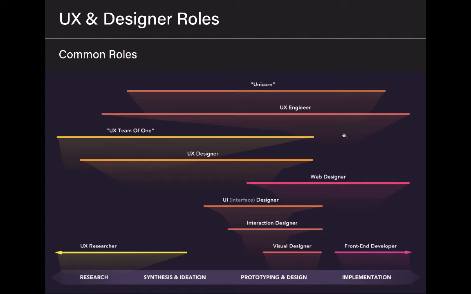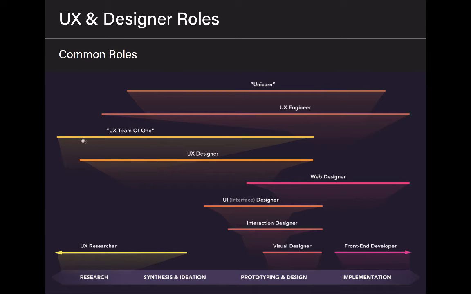Increasingly, companies like Google and Apple and Microsoft want to hire UX engineers and are looking for people who cover the whole range. The UX team of 1 happens primarily in small companies and startups, and companies that don't have a full team. So the UX designer kind of covers everything from the very beginning of research to the prototyping and the design, but they normally don't do any implementation. At this point, they hand off all their design work to developers.